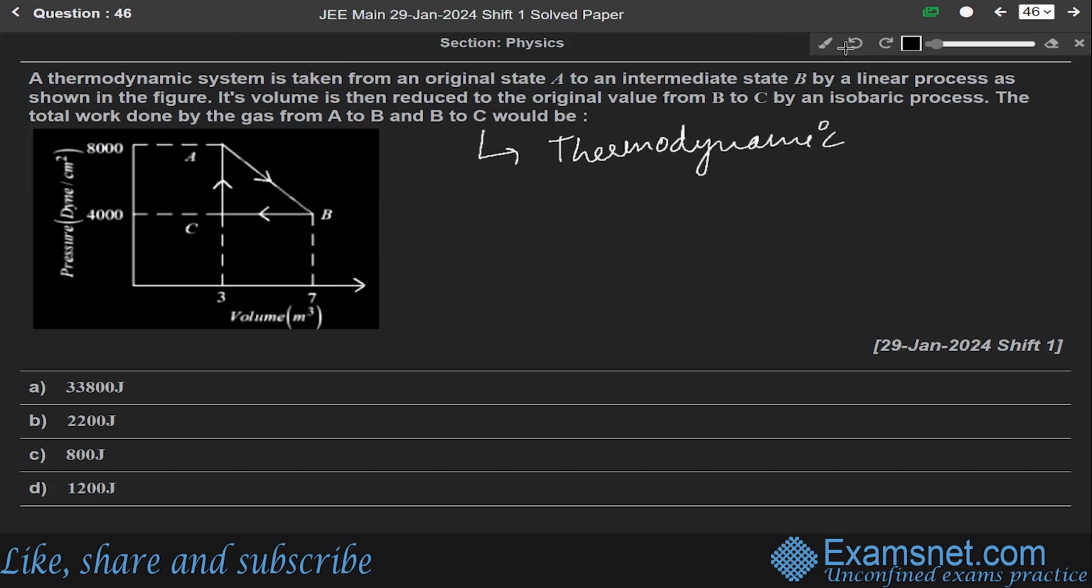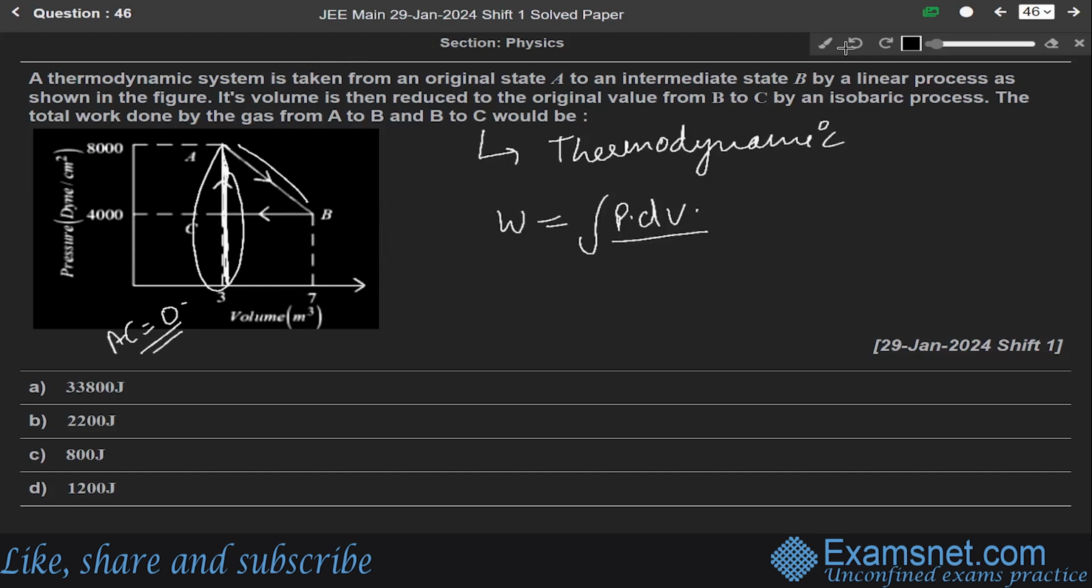We have to find work done. Okay, so work done is equal to the integration of P dV. From this AC, since volume is constant, work done by this AC is equal to 0. Now we have to find the work done by A to B and B to C, means AC work done is 0. So if we find the whole curve, we will find the work done. Okay, area under the curve, then we can find the work done. So area under the curve, work done will be equal to half into base into height.